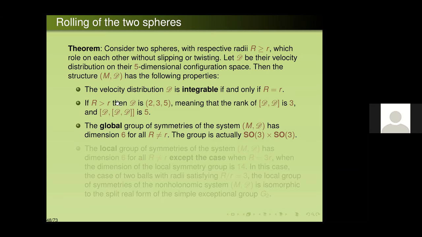What I have just told you is the following: if we have these two spheres of non-equal radii, then M, D is a structure of a 2, 3, 5 distribution. But there are plenty of non-equivalent 2, 3, 5 distributions.